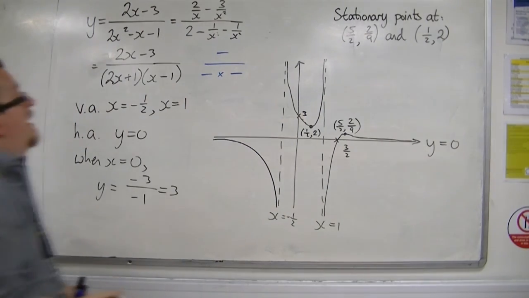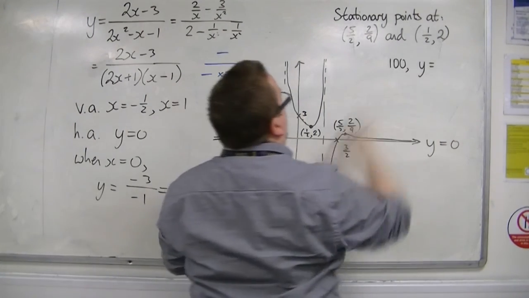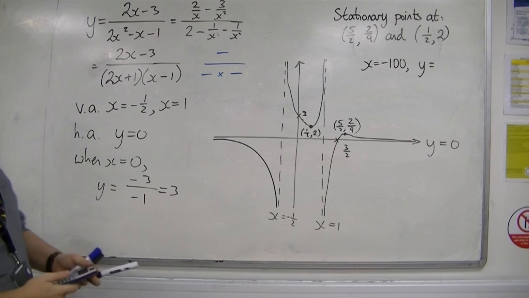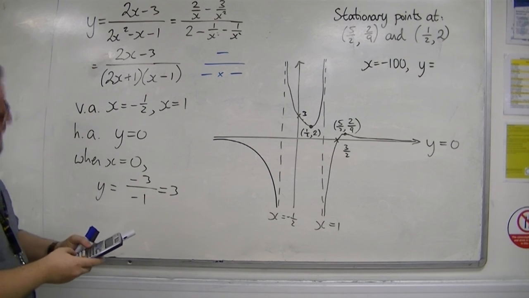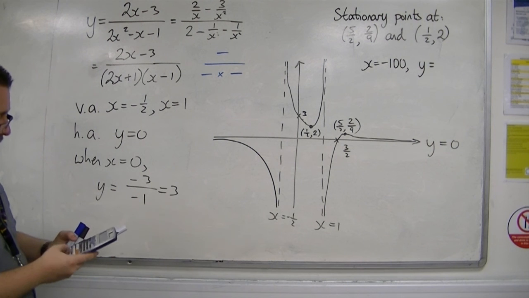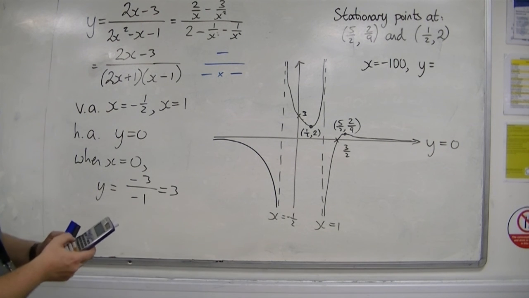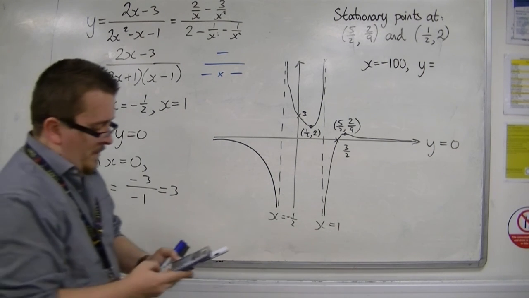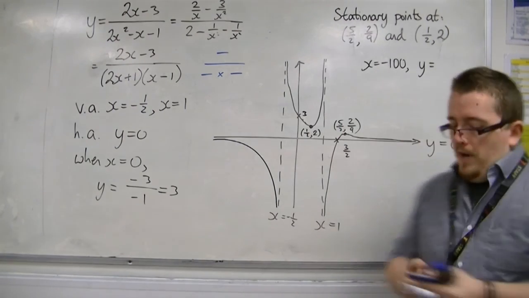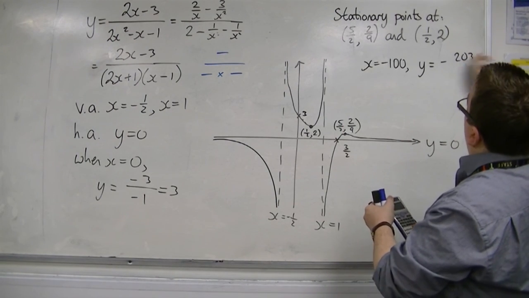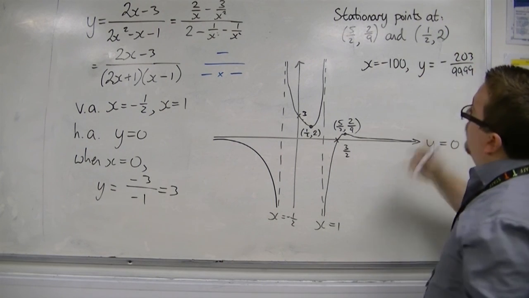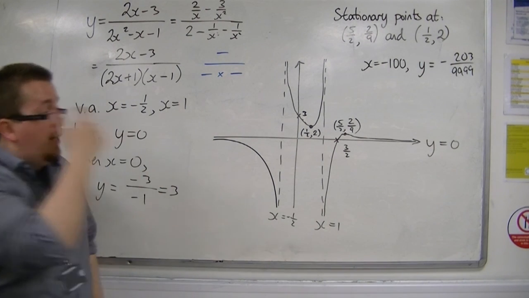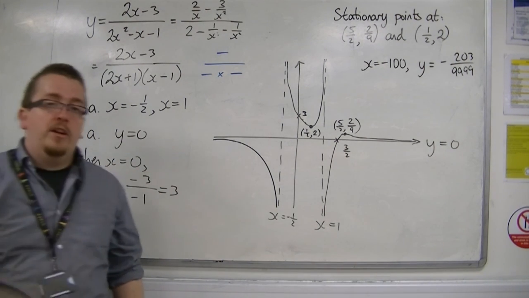You could also substitute in a point, if you like. So we substitute in x is minus 100. Then we're going to get 2 lots of minus 100, take away 3 on the top, divided by minus 100 plus 1 times minus 100 take away 1. And then you get minus 203 over 9999. So it's negative, so it is in that bottom half. So that's how we can use the stationary points to help us determine how the curve will move.